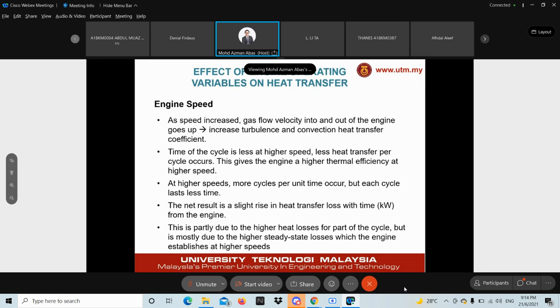At higher speeds, more cycles per unit time occur, but each cycle lasts less time. The net result is a slight rise in heat transfer loss with time from the engine. This is partly due to the higher heat losses for part of the cycle, but mostly due to the high steady state losses which the engine establishes at high speed.